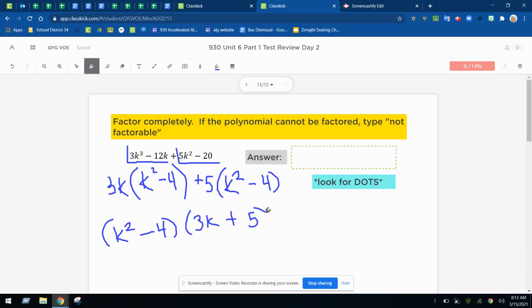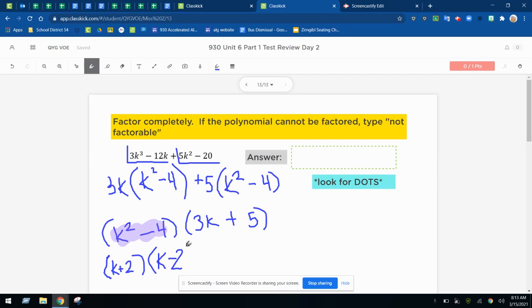Is there anything you see here with this first factor, k squared minus 4? Kind of even pointed it out for you over here, right? That's a difference of two squares problem, right? So that is the difference of two squares as well. K squared is a perfect square, and not negative 4, but 4 is also a perfect square. So I can break this up into k plus 2 and k minus 2.